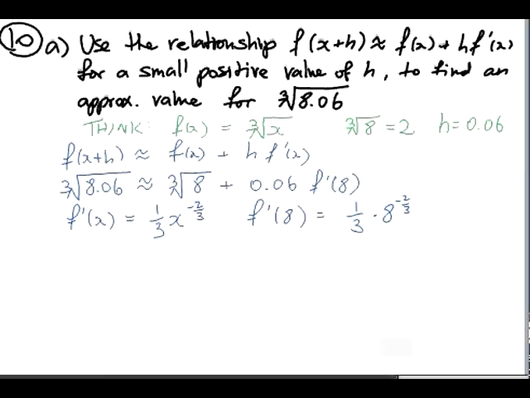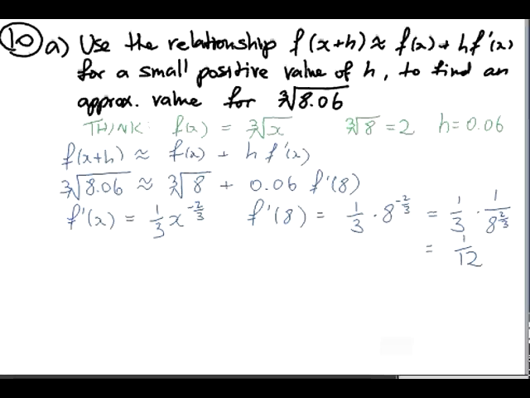To make your life easier, do this. 1/3 times 1 on 8 to the power of 2/3. Right? Easier to comprehend. 8 to the power of 2/3. Always do the bottom part if possible. So cube root of 8 and then square that. Cube root of 8 is 2. Square that, you get 4. So 1/3 times 1/4 gives you 1 on 12.